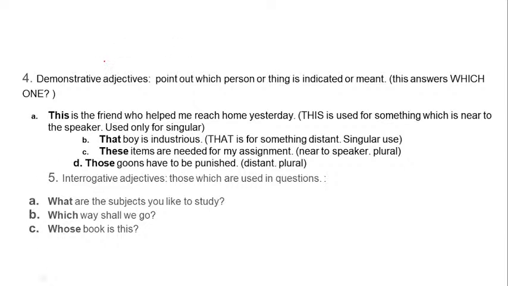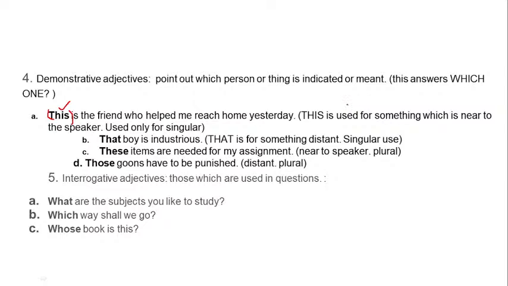The fourth one which comes is demonstrative adjectives, right? It points out which item is indicated. This will answer which one. Let us take examples like, this is the friend who helped me reach home yesterday. If there are people along with me, I am demonstrating that this is the person who helped me, and in this way I am indicating more about that noun, that person.